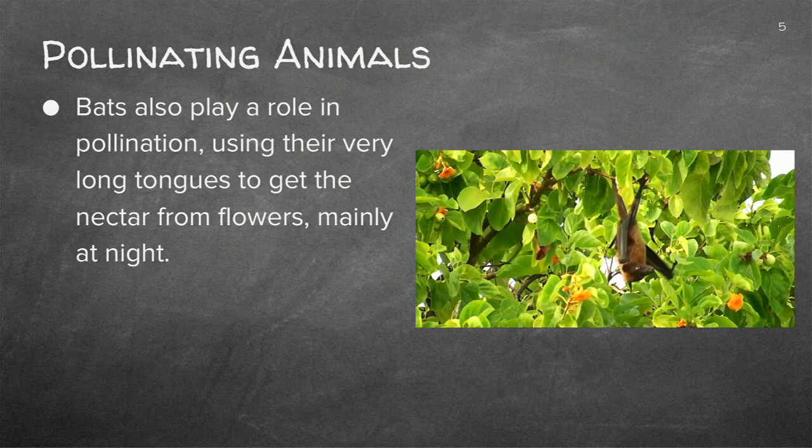Other pollinating animals are bats. They use their very long tongues to get the nectar from flowers, mainly at night. This is very similar to the way the little hummingbirds do, but instead of doing it during the day, they do it at night because most bats are nocturnal. That means they sleep during the day and they are awake at night. Let's see what else helps us pollinate.